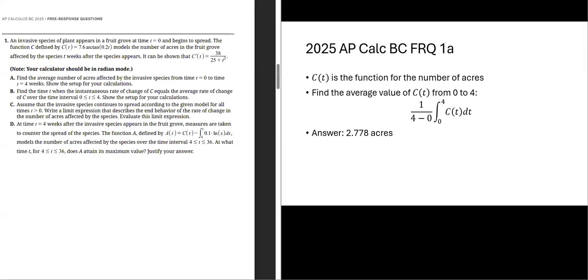This is number one of the AP Calc BC FRQ questions in the 2025 exam. I don't know if that sentence even made sense. It's late in the night that I'm recording this.